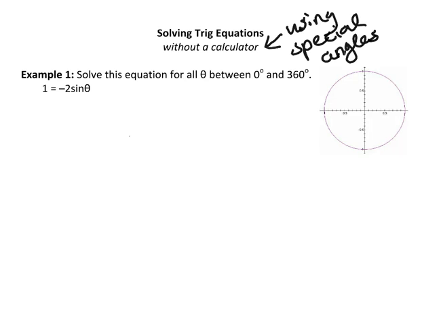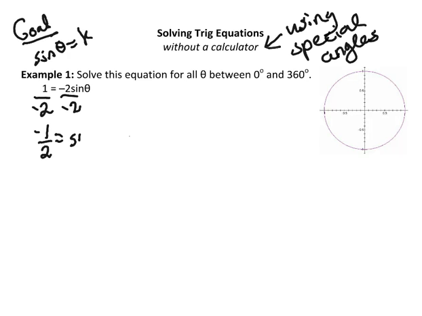1 is equal to negative 2 sine theta. Your first goal is going to be to make this look like sine theta equals k. You want to clean up the sine theta, so you just have sine theta on one side, then it equals some number on the other side. So this negative 2 is a problem, so we want to get rid of it. Do that by dividing both sides by negative 2, because it's being multiplied. And that gives you negative 1/2 equals sine theta.